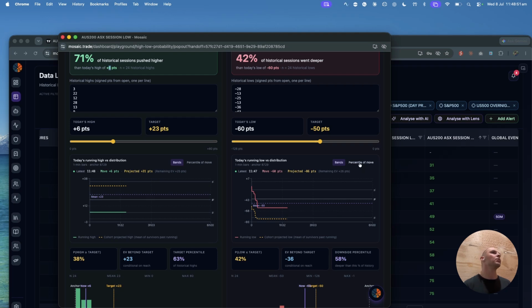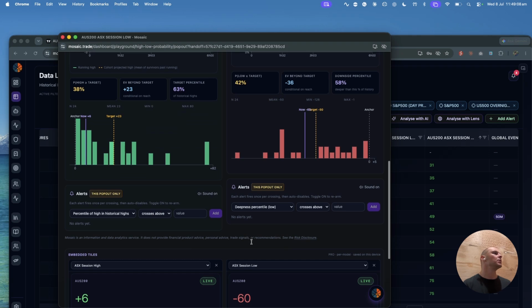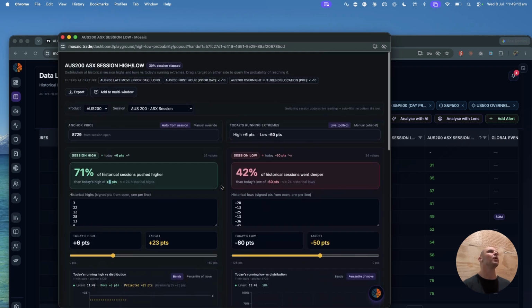Okay. And you can do the same here. Look at the percentiles. So even as we collapsed on open this morning, it was still only in the bottom 25 percentile. Now it's kind of come back to a more median level. Obviously you can add tiles here and everything just to keep front of mind on your screen as well.